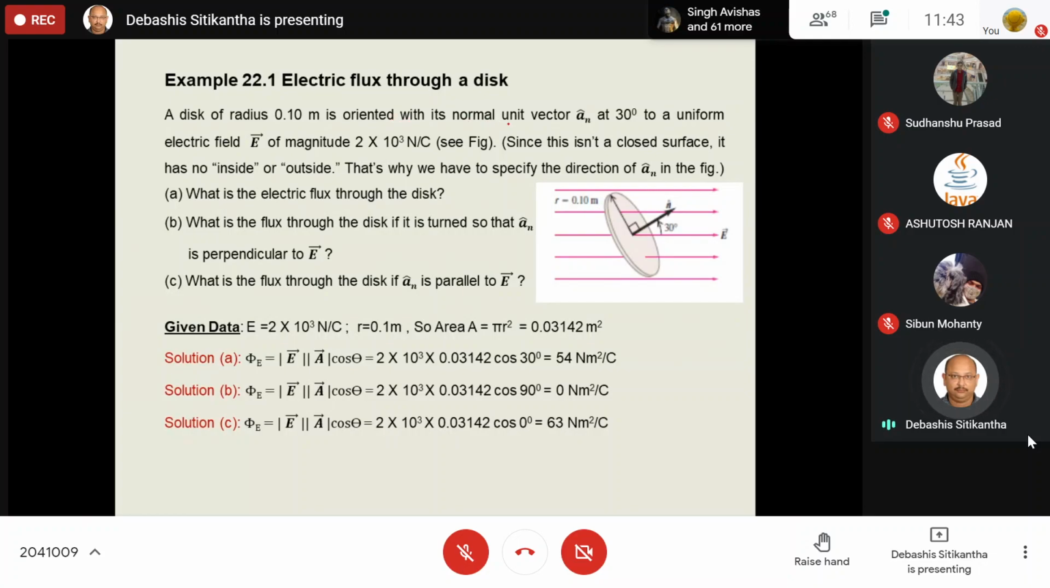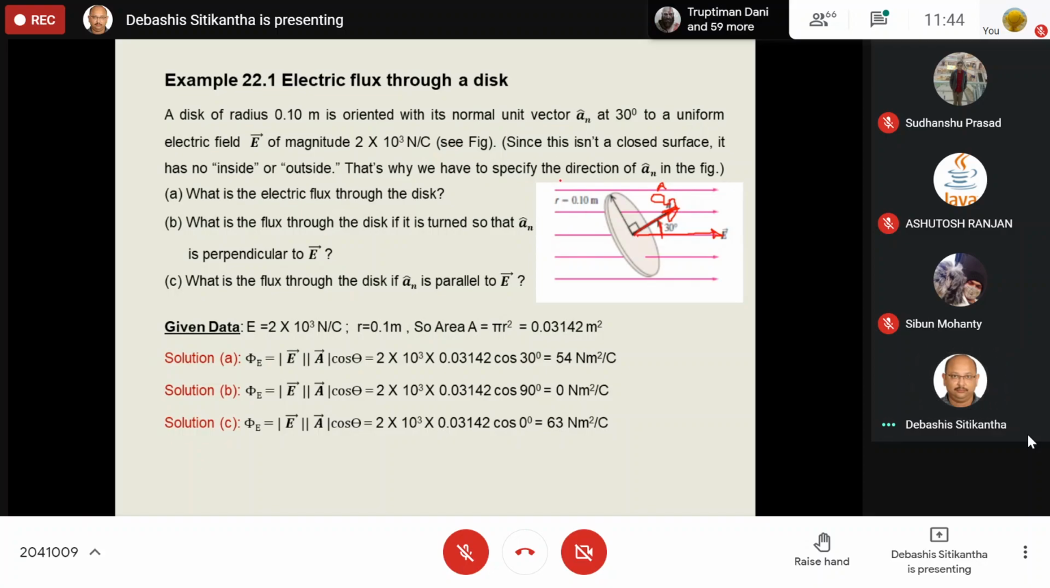Is oriented with its normal unit vector. Now I have told you that area is a vector quantity, and let us say this is the direction of your disk area, A n cap. So it is oriented with its normal unit vector A n cap at 30 degrees to a uniform electric field. This one is making an angle of 30 degrees with respect to your E vector, that is your electric field. And moreover, this electric field is uniform, of magnitude 2 × 10^3 newton per coulomb.